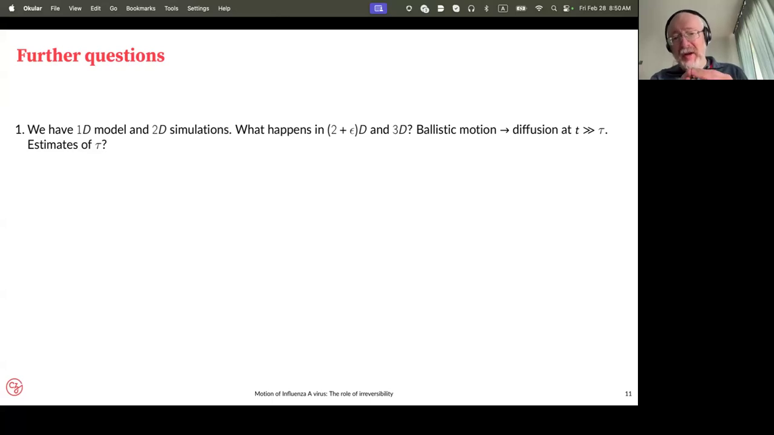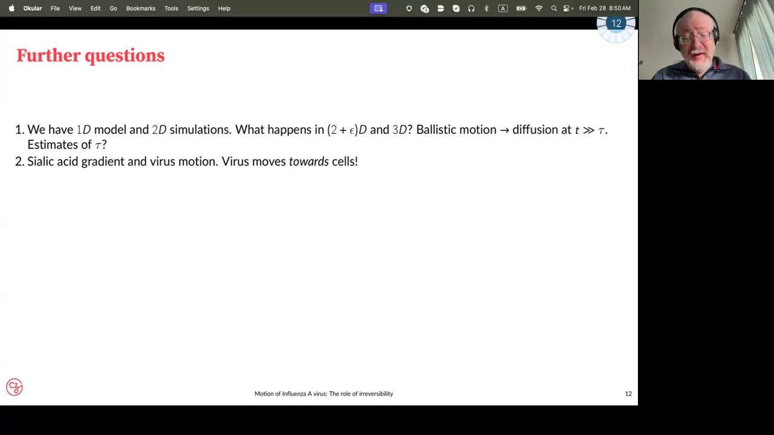But what happens in 2 plus epsilon dimension, where you have a mucociliary layer which is thin but not of zero thickness? What happens in 3D? Basically, you would say that, okay, I have ballistic motion at small times, which becomes diffusive motion with a new constant at large times. How fast? It would be very interesting to develop a theory and think about this.